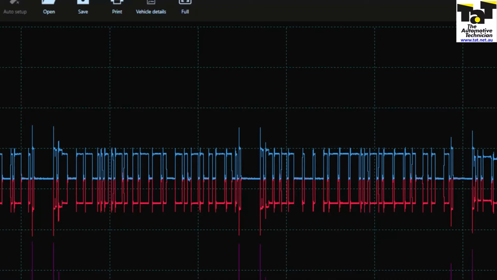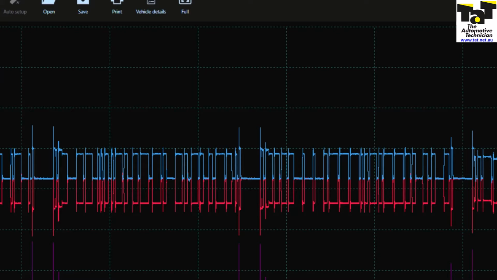So normally when we're looking at a CAN network, we have two channels, like we can see here. We've got the blue channel, one channel on CAN high, and we've got the red channel, one channel on CAN low. And this is the reading that we normally get. The top one is what you can see we normally get.